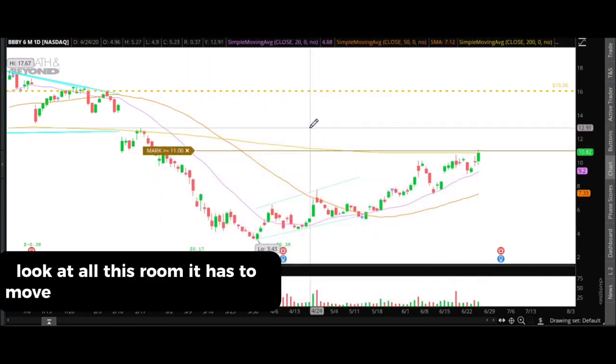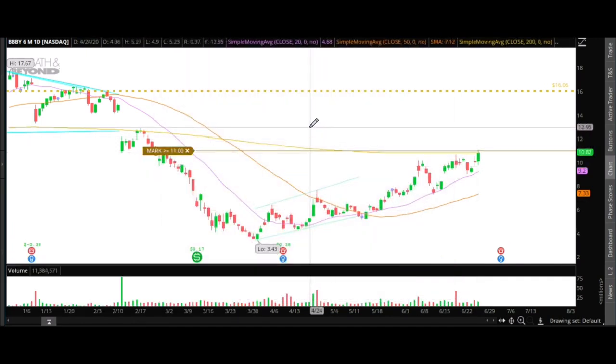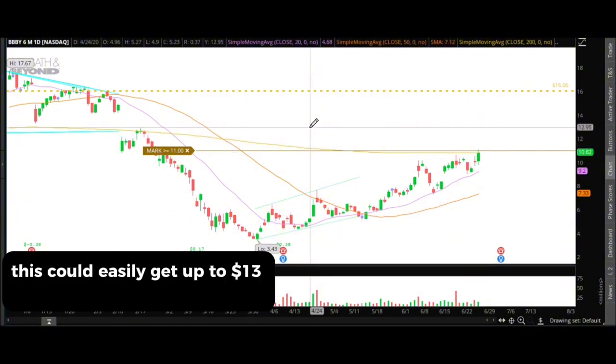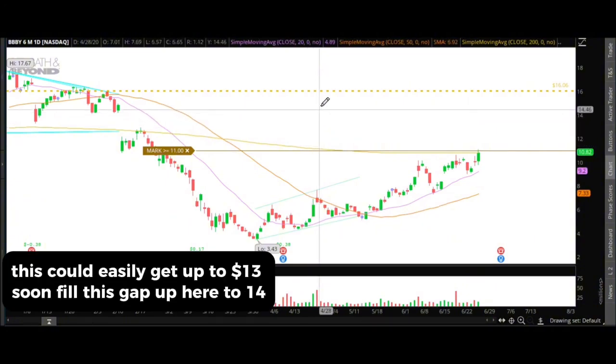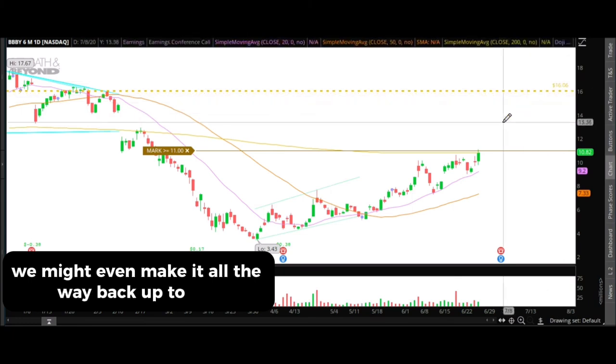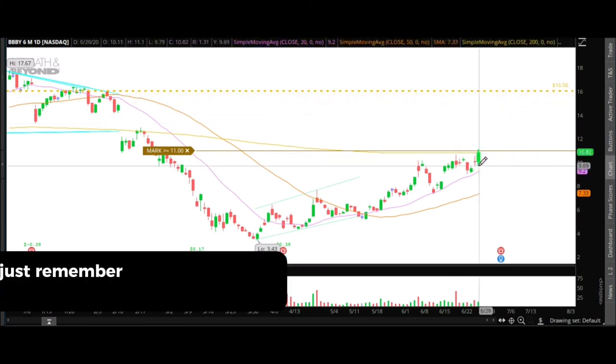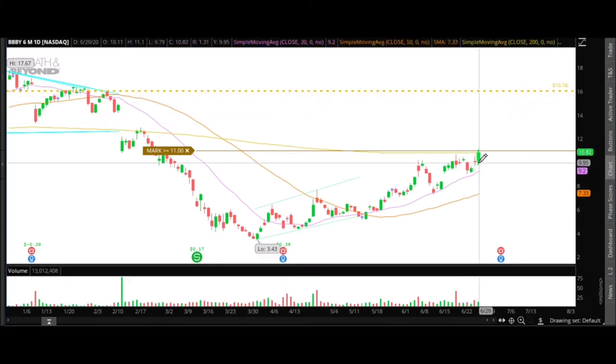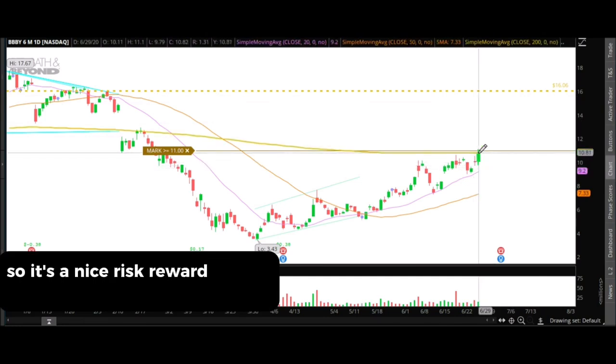Look at all this room it has to move to. There's a gap right here. This could easily get up to $13 soon. Fill this gap up here to 14, and we might even make it all the way back up to $16. Just remember there's support and there's a little gap down here. So it's a nice risk reward. One to keep an eye on.